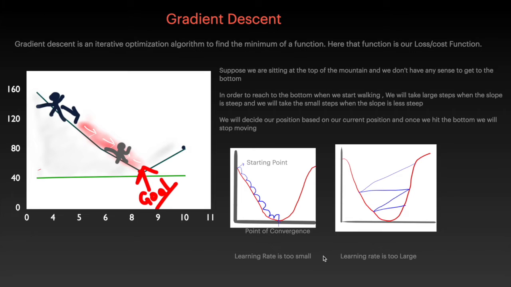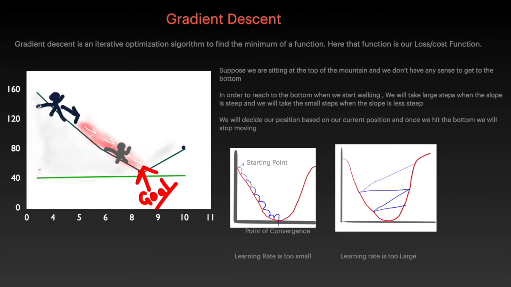Now, let us try to understand how this algorithm works. Imagine a scenario. You are sitting at the top of a mountain and you want to come back to the bottom. This bottom is your goal and it is also known as the point of convergence. So you have to come down to this point. How will you start doing that?